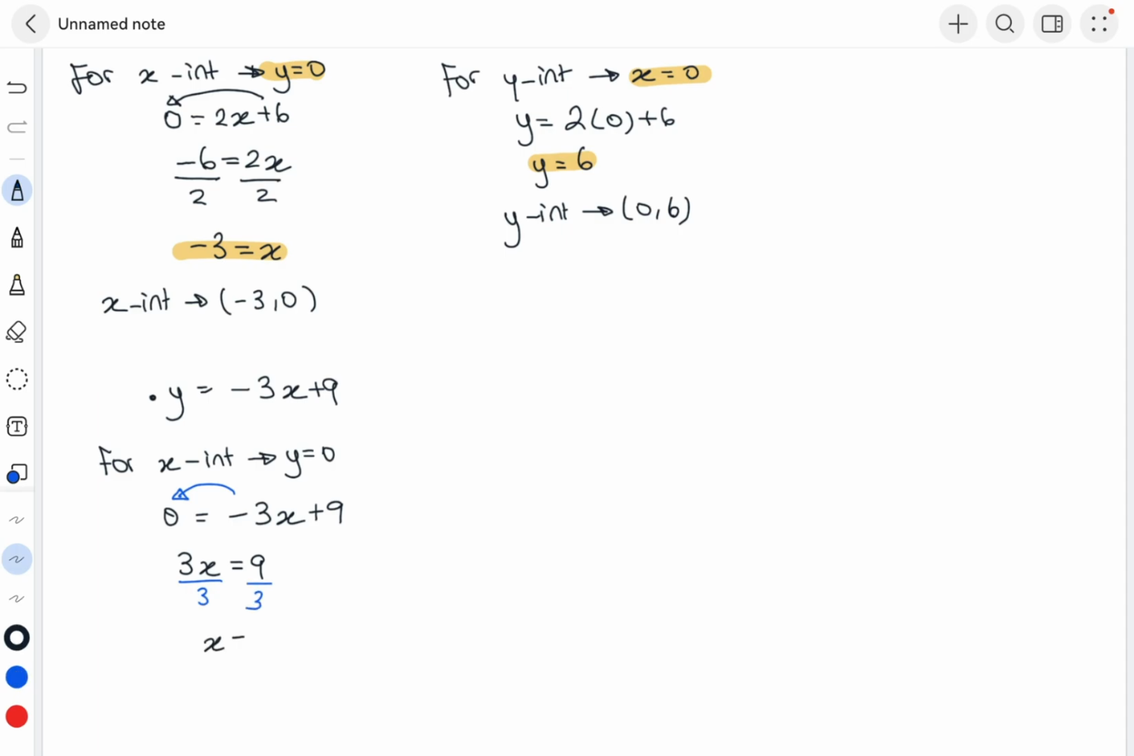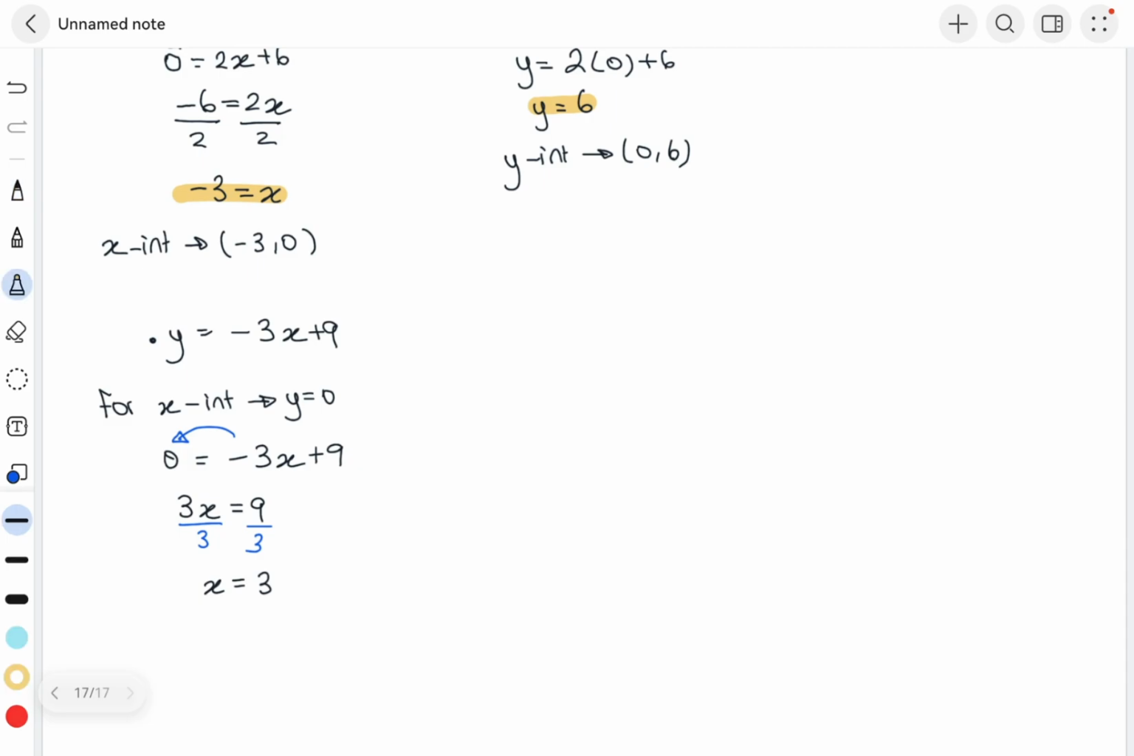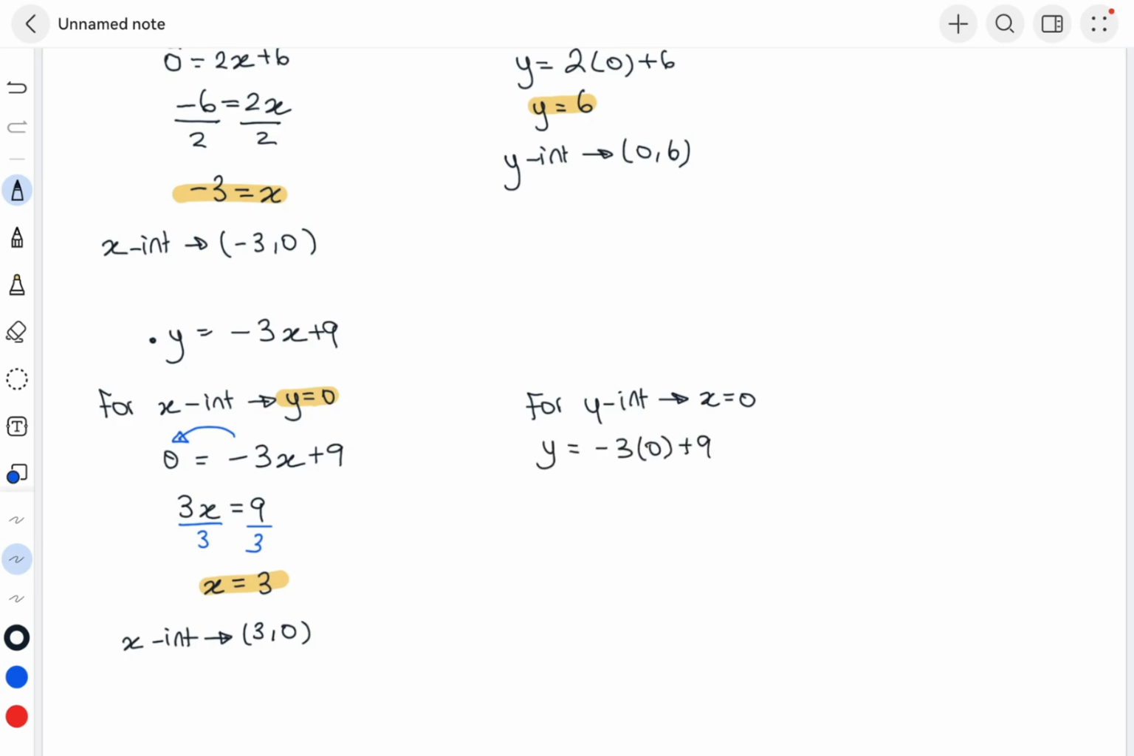9 divided by 3 is 3. And now we have y is 0 and x is 3. So our x-intercept is (3, 0). For the y-intercept, we equate x equal to 0, which means we'll have y equal to -3 multiplied by 0 plus 9. -3 multiplied by 0 is 0. 0 plus 9 is 9. Now we have x is 0 and y is 9. So our y-intercept will be (0, 9).